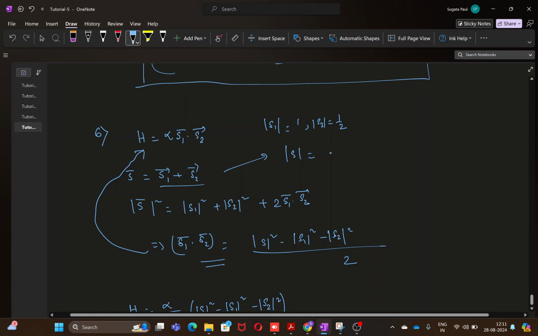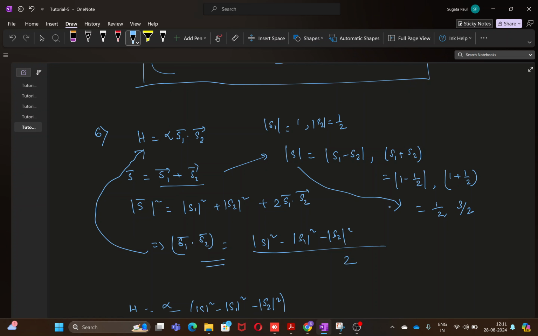S can take values like either the modulus of the subtraction of S1 and S2, or the direct sum of S1 and S2. So this will be 1 minus half modulus, then 1 plus half. So this is half and 3 by 2. So the modulus of this total spin, mod S, can take two types of values, either half or 3 by 2.